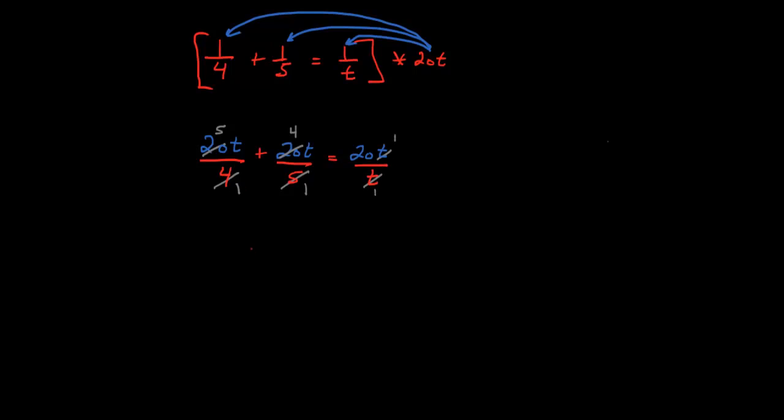So this will simplify into 5t plus 4t equals a value of 20. And these two are similar. For all purposes, these two can be considered the same.